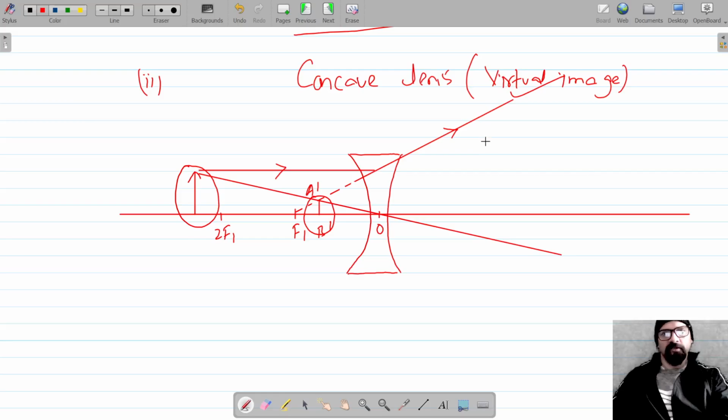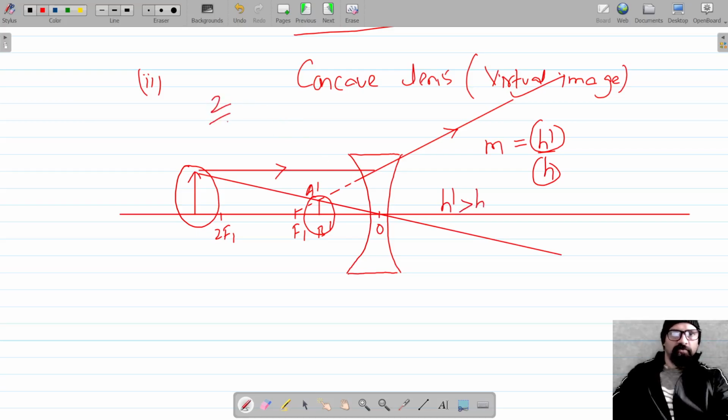So we know that the magnification is also given by size of the image divided by size of the object. Now the size of the image h dash is smaller than h. Let's say it's 2 by 3. So obviously the answer would be less than 1. So here the magnification will be less than 1.